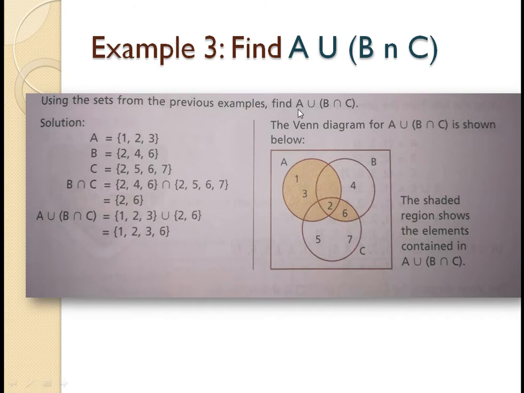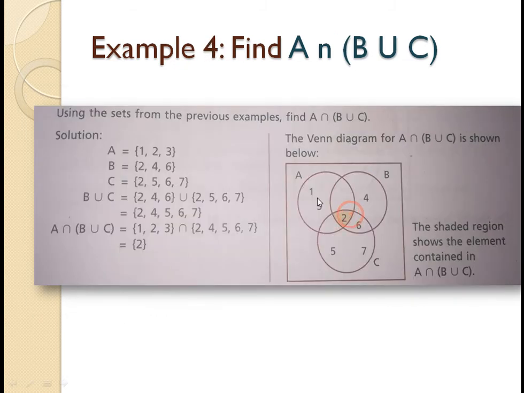Similarly, we have to find A union B intersection C. Again we write all these sets. Then B intersection C, B values intersection C values. 2 and 6 are the common, and then we have to find A union. Now A values union with the result. Union means we have to combine them. Sorry, 1, 2, 3, 6 are the answer. Wherever they are written, we have to shade them.